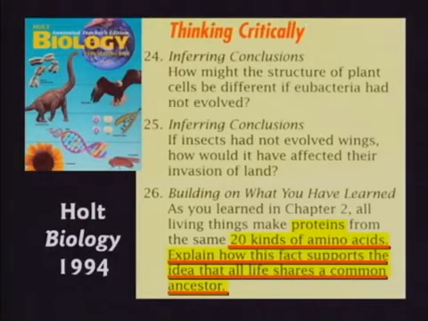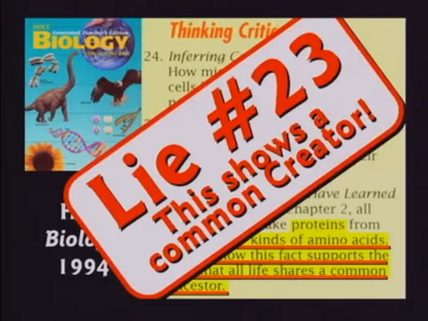They tell the kids to think critically. Boys and girls, there are 20 kinds of amino acids. That's true. They make up proteins. Explain how this fact supports the idea that all life shares a common ancestor. No, that fact supports the idea that all life has a common designer. I bet you could go to the library and find all the books in the library contain the same 26 basic letters.